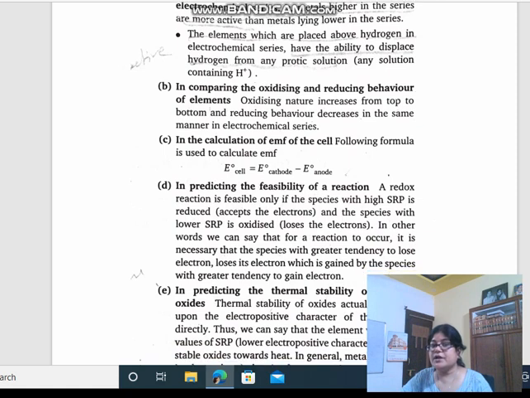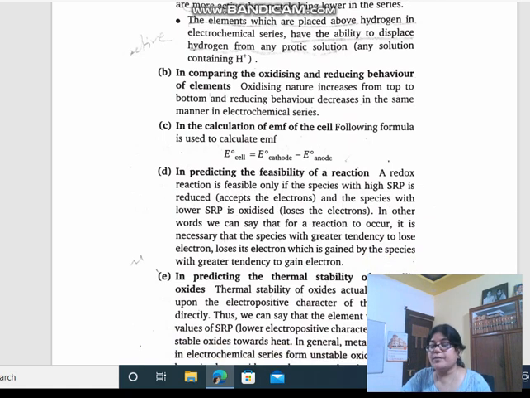So be attentive for that. It is a very confusing topic. Oxidizing nature increases from top to bottom and reducing behavior decreases in the same way. That means oxidizing nature increases. You will learn only one thing, either oxidizing or reducing, and make the inverse of that.